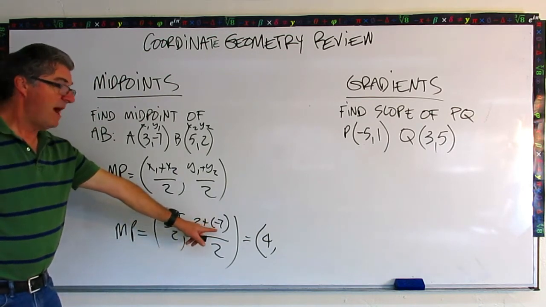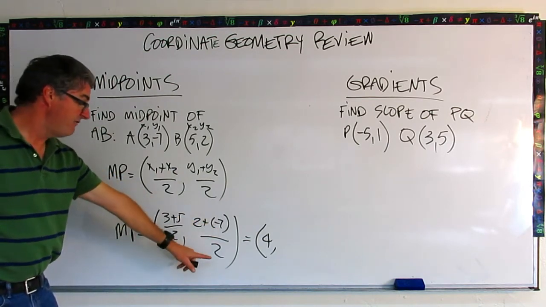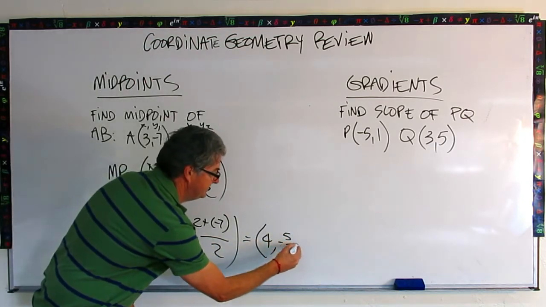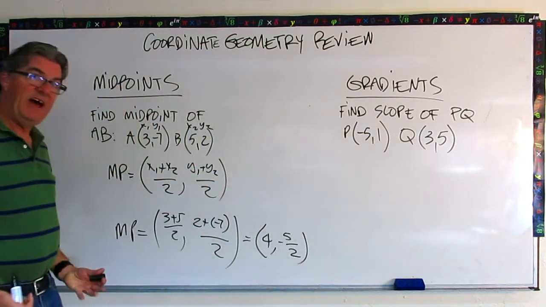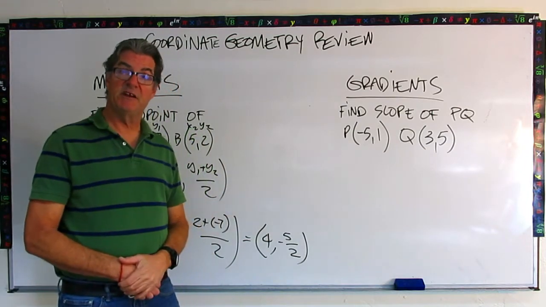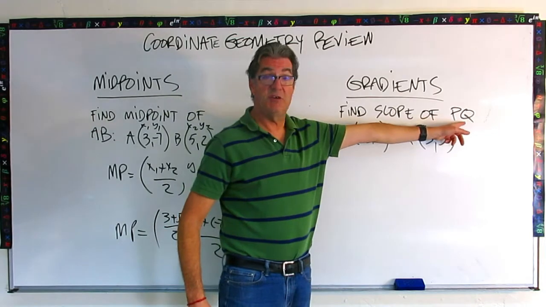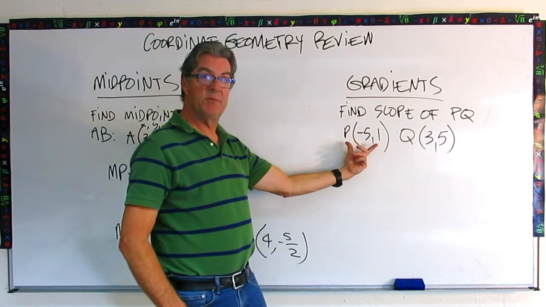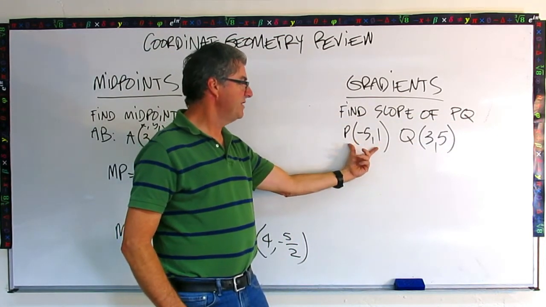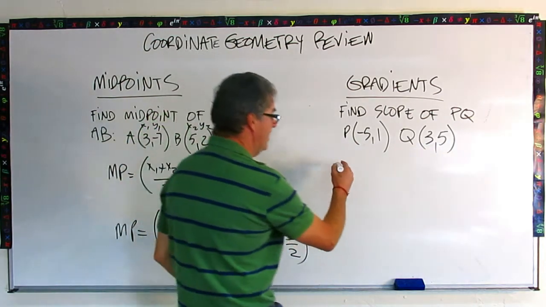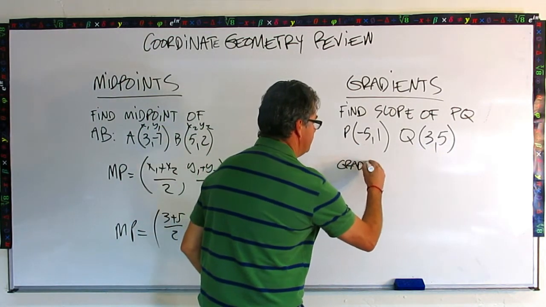2 minus 7 is negative 5 over 2. Just like that. Okay, let's do a gradient calculation. So now we have finding the slope of segment PQ, and we're given the two endpoints of the segment. Minus 5, 1 is P, and 3, 5 is Q. Now your slope formula, or gradient formula, is like this.